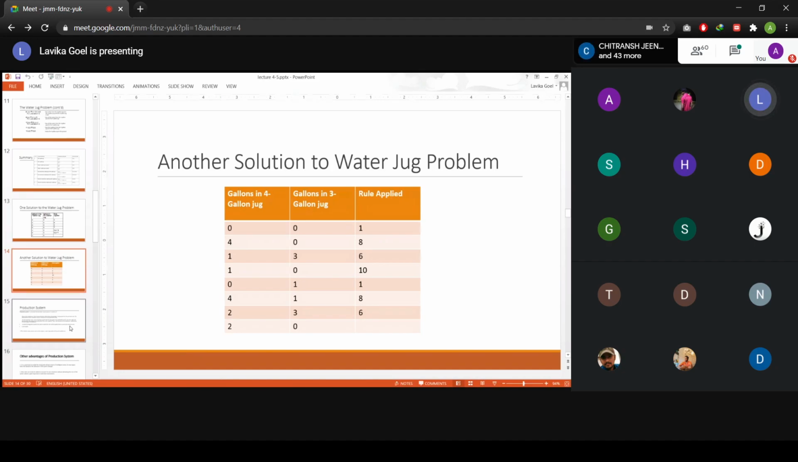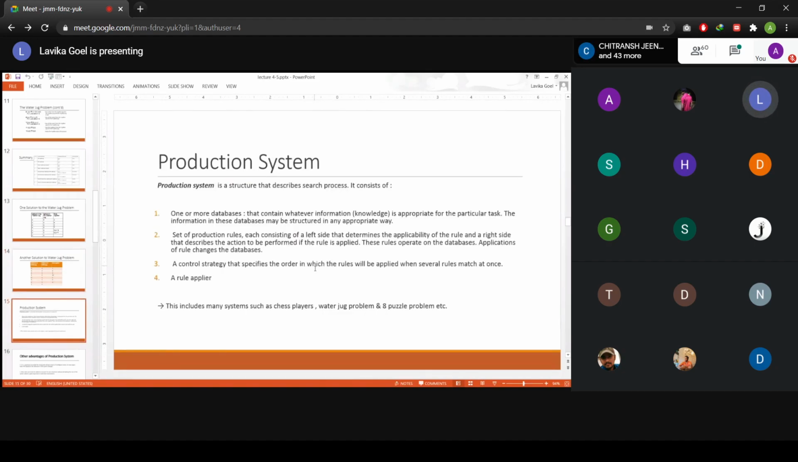So a production system consists of a knowledge base, a set of production rules, a control strategy, and a rule applier. The rule applier will apply the rules. So you should have a set of rules, you should know the order in which to apply them, and you should have the domain knowledge with you. If you have all these things, then you can apply the rules using the rule applier and generate the next states until you reach your goal state. This complete thing with all these 4 components is called a production system.